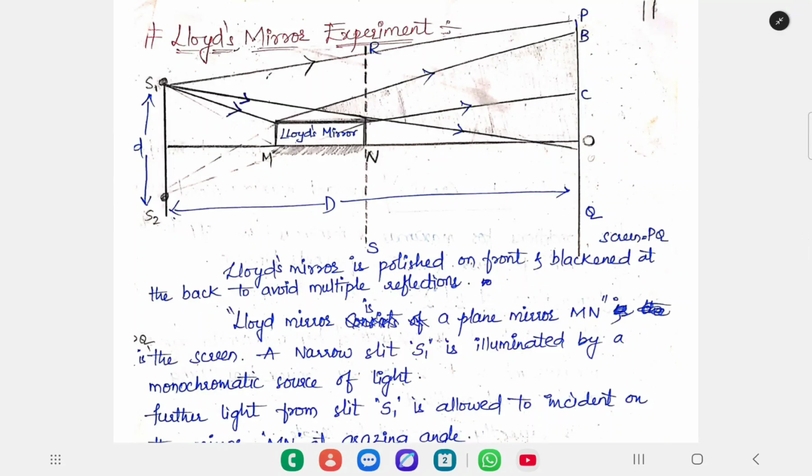Hello learners, this class is for second year, fourth sem. The chapter name is interference and today's topic is Lloyd's mirror experiment.